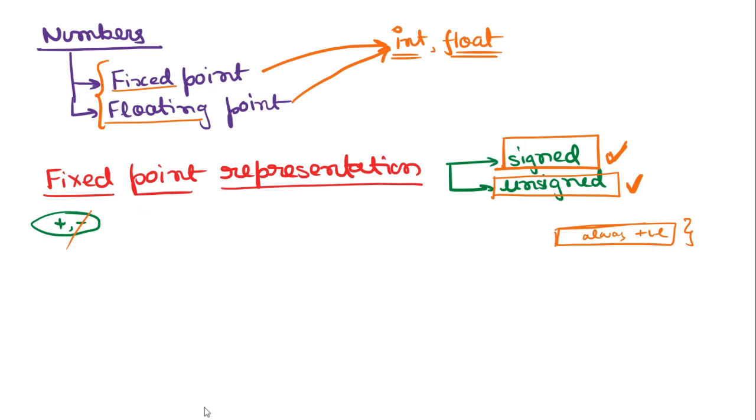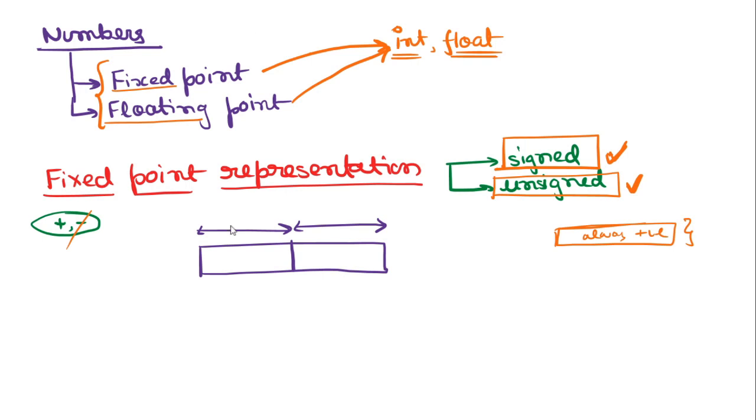And why is it called fixed point representation? Because it has a fixed distribution of bits for the integer part and the fraction part. For example, this is x number of bits, this is y number of bits, and right now I'm talking about unsigned fixed point representation. There we have x bits assigned to the integer part, and y bits assigned to represent the fraction part.